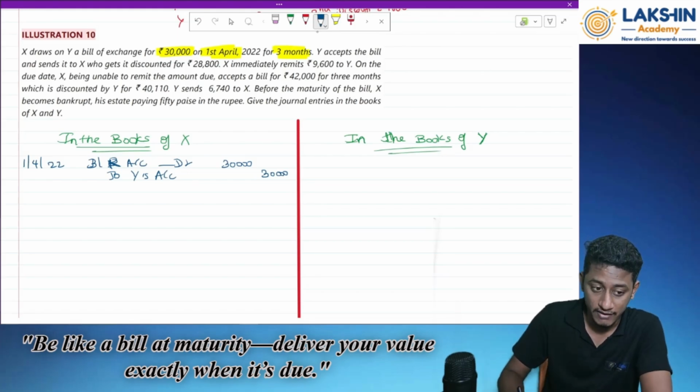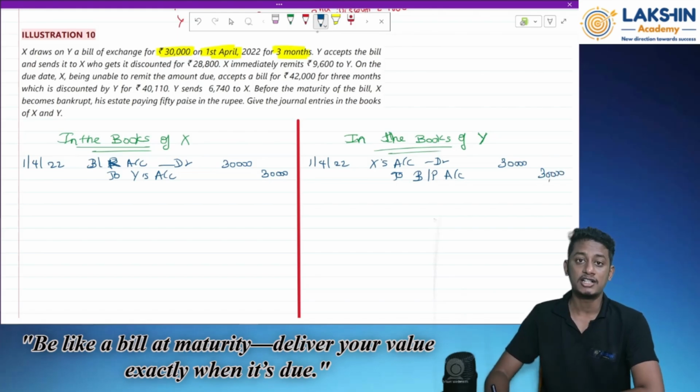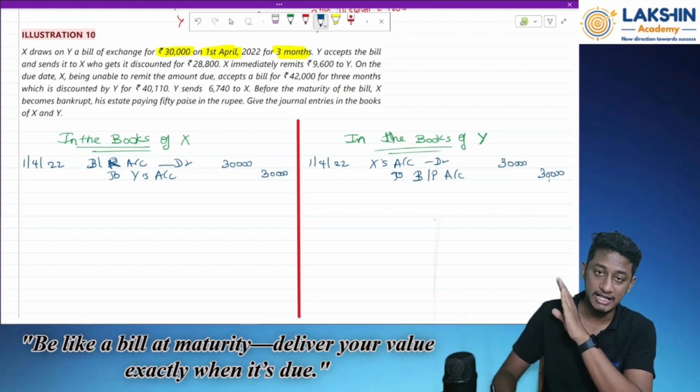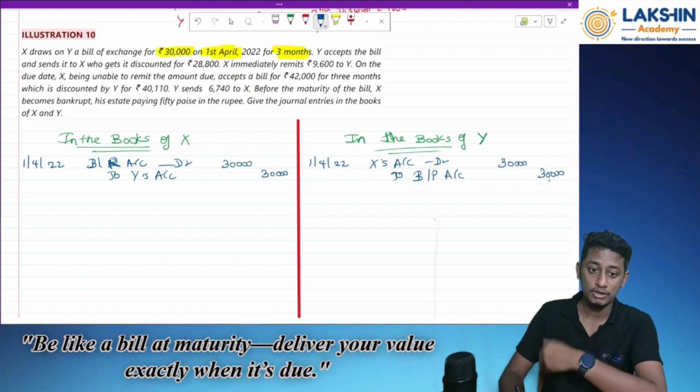Now in the books of Y, on the same date, what is the entry? X's account debited to bill payable account. This time it is a bill payable account for Mr. X, rupees 30,000. I won't be explaining this entry once again because this is the basic entry that we have passed before. Now let's go to the discounting part.